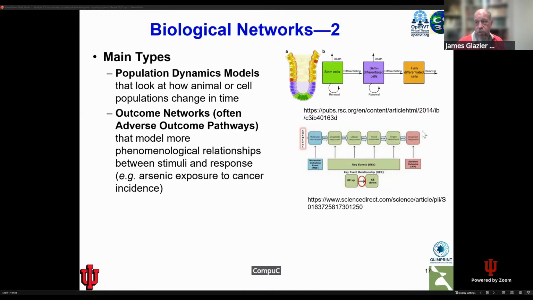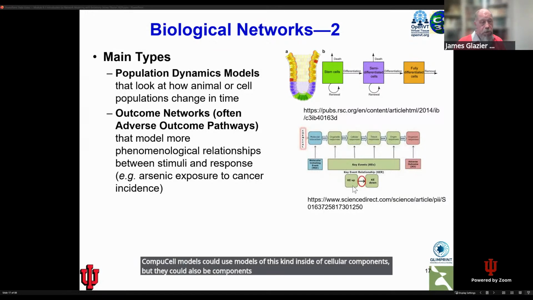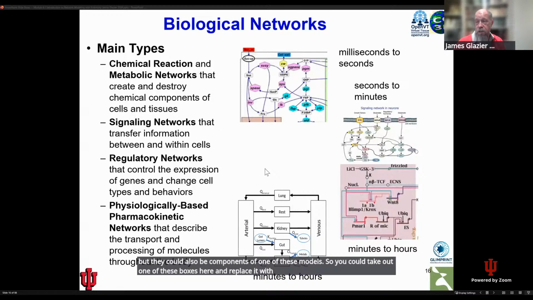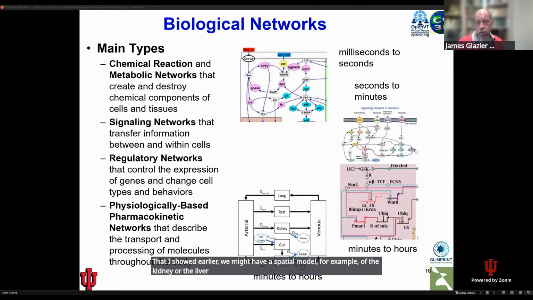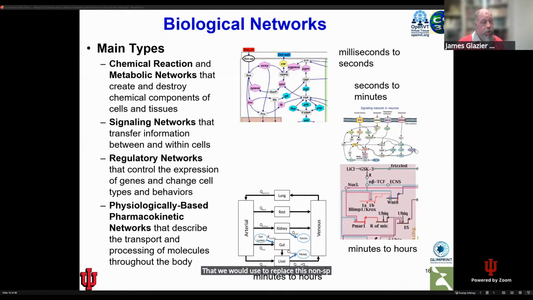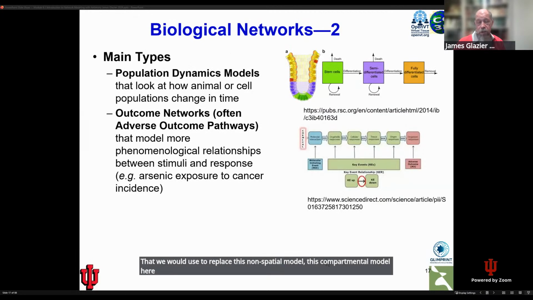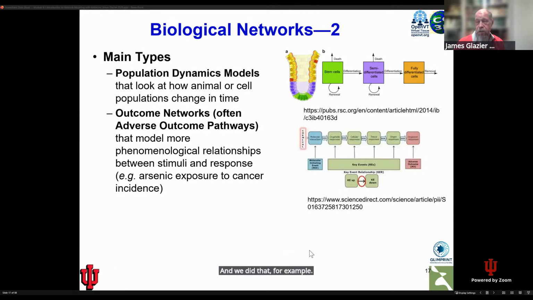CompuCell models could use models of this kind inside of cellular components, but they could also be components of one of these models. So you could take out one of these boxes here and replace it with a CompuCell model. Similarly, in these PBPK models that I showed earlier, we might have a spatial model, for example, of the kidney or the liver that we would use to replace this non-spatial model, this compartmental model here. And we did that, for example, when we modeled liver toxicity. So those are really the main kinds of biological models that we're likely to run into.